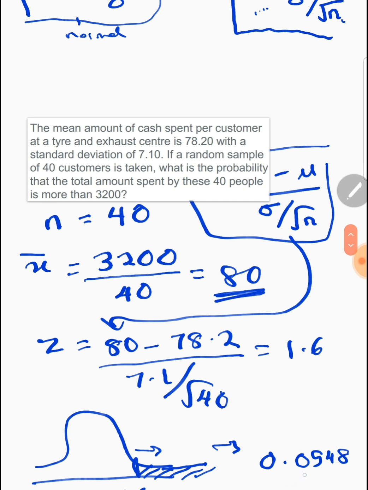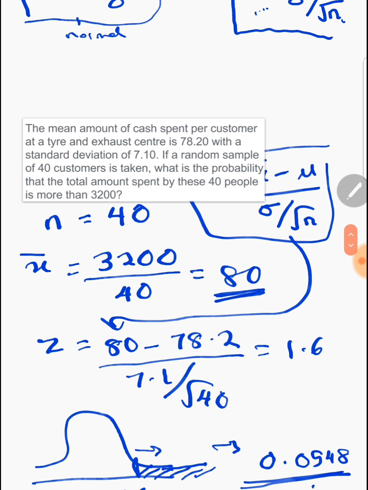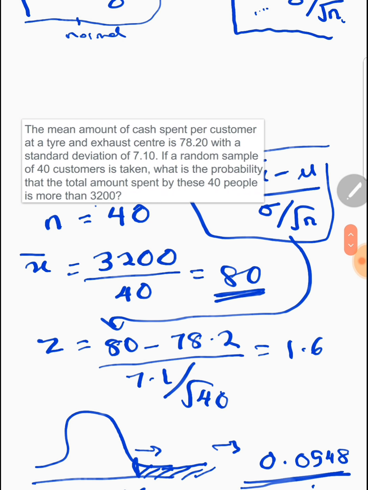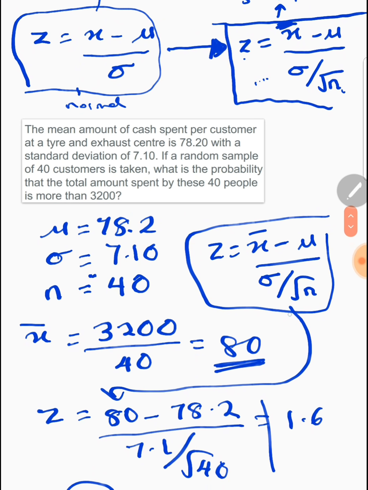So what does this tell you? This is basically the probability that the 40 customers are going to spend a total amount of more than 3,200. So that's the essence of it. You can see that the way for us to solve this question is just the same, only that you use a different formula when it comes to a sample. So that's a little bit on what we know about the central limit theorem. In the next video, we're going to look at confidence intervals.